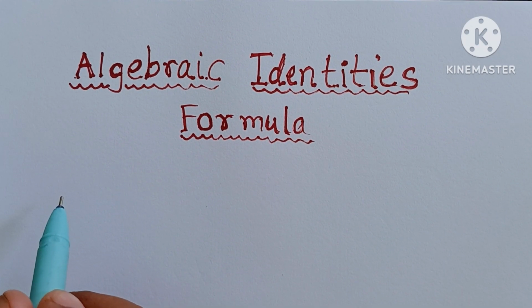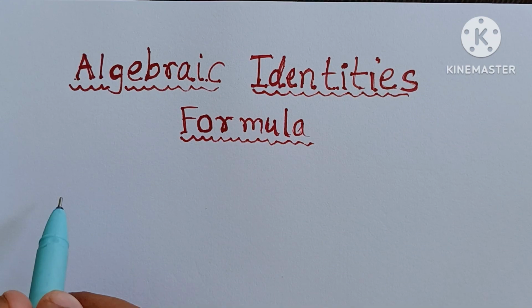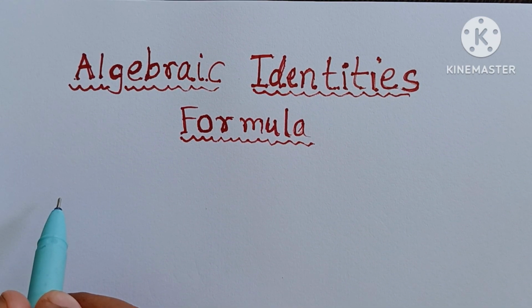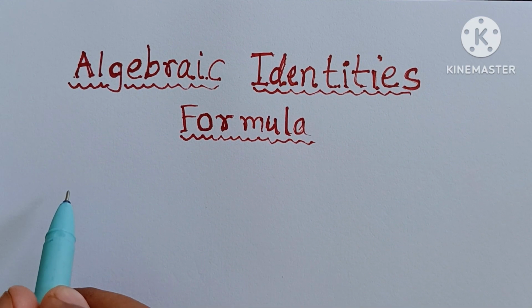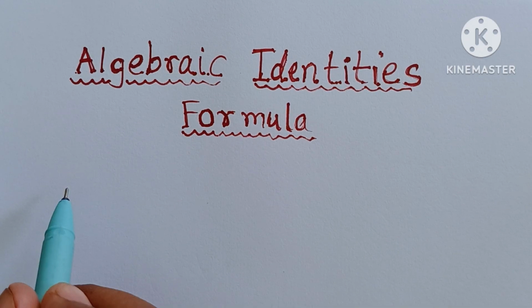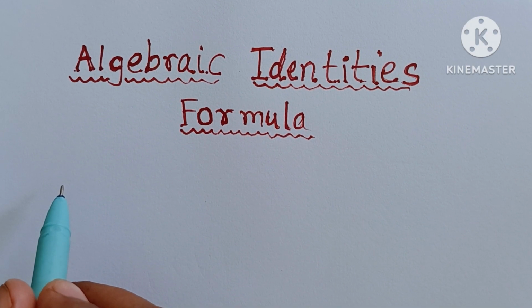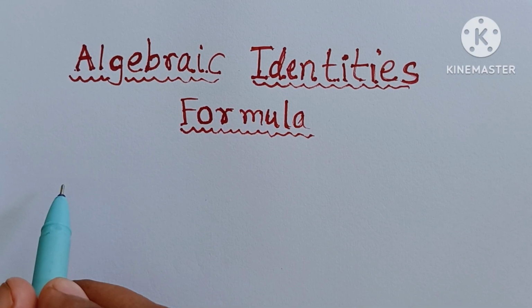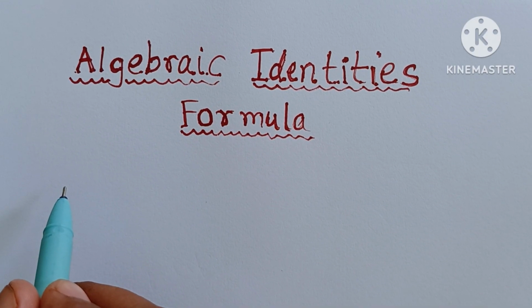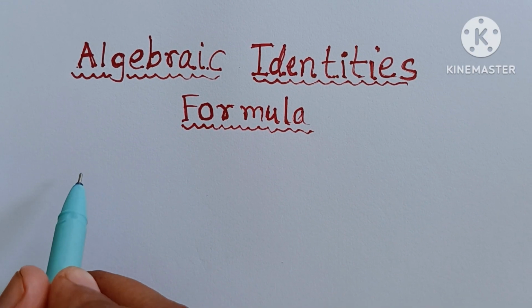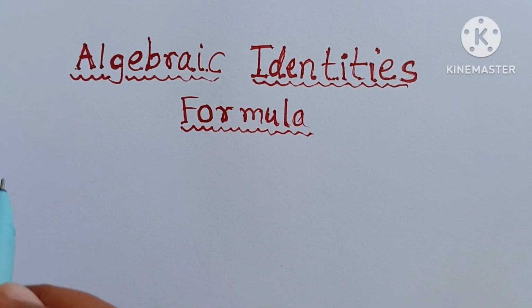I am Algebra Solution. Today we are going to see the algebraic identities formulas. These identities are useful in class 8th, 9th, 10th, 11th and 12th also. So today we will see the useful algebraic identities.